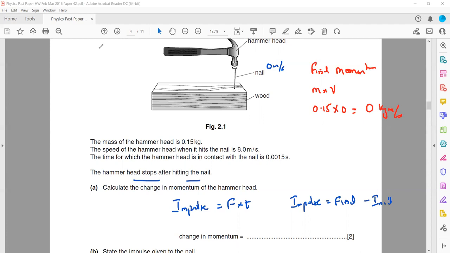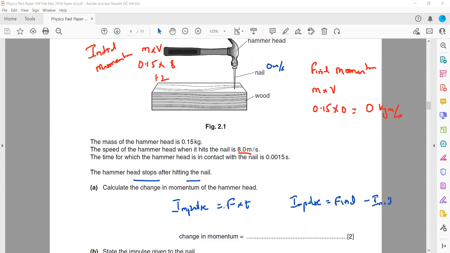What about the initial momentum when the hammer head was moving? Again it will be the product of mass and velocity. The mass is 0.15, the hammer head only, multiplied by the speed at which it was moving, which is 8. So 0.15 multiplied by 8 equals 1.2. So initial is 1.2 and final is 0.